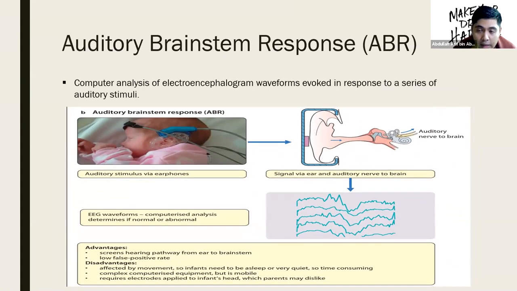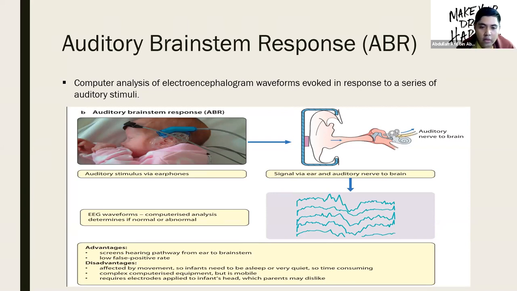Another way is by doing the auditory brainstem response, which is ABR. ABR is a computer analysis of the electroencephalogram waveform evoked in response to a series of auditory stimuli. During sleep, we give the auditory stimulus via an earphone, and then we record the EEG waveform. The examiner, the doctor, will interpret the waveform. I didn't mention the details of how to interpret the data, however you can read about it if you want.